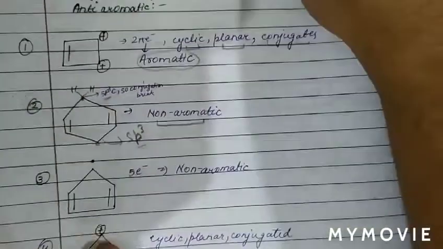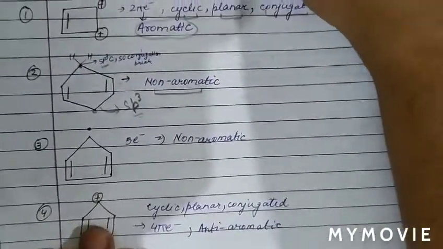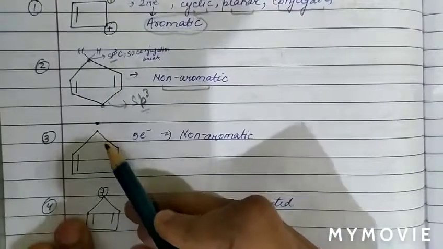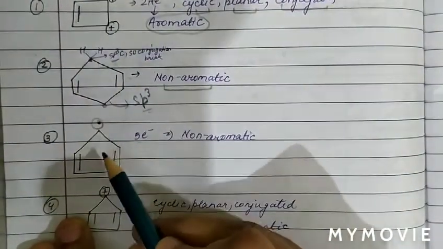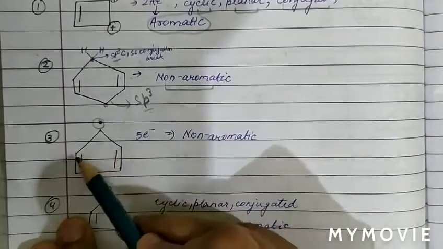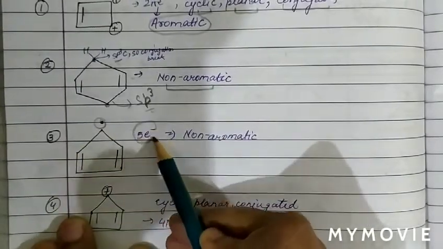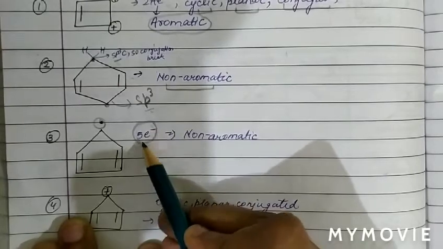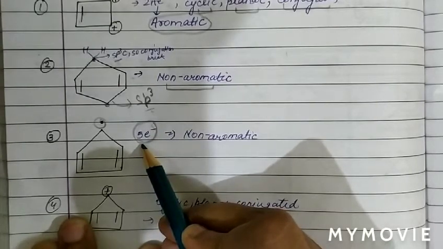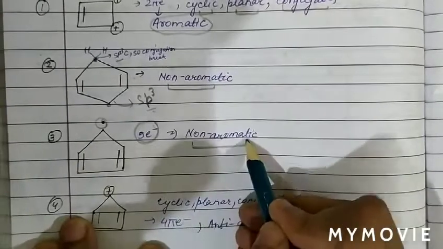In the next question we can see a free radical, single-double. So this free radical is a part of resonance. Therefore the number of pi electrons in the ring is 1, 2, 3, 4 and 5. 5 pi electrons do not belong to aromatic or anti-aromatic, so it is a type of non-aromatic system.